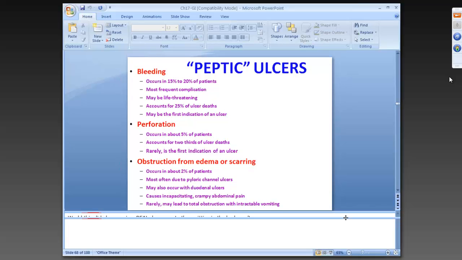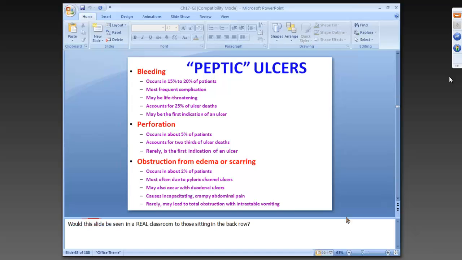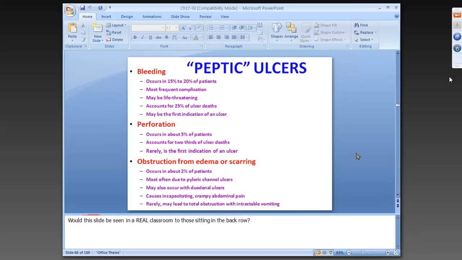And with peptic ulcers, you have bleeding, which occurs in 15 to 20% of the patients, which is also the most frequent complication. Bleeding may be life-threatening, not the ulcer. It accounts for 25% of ulcer deaths and may be the first indicator of an ulcer. Then there is perforation, which occurs in about 5% of the patients, accounts for two-thirds of the ulcer deaths, and is rarely the first indication of an ulcer.